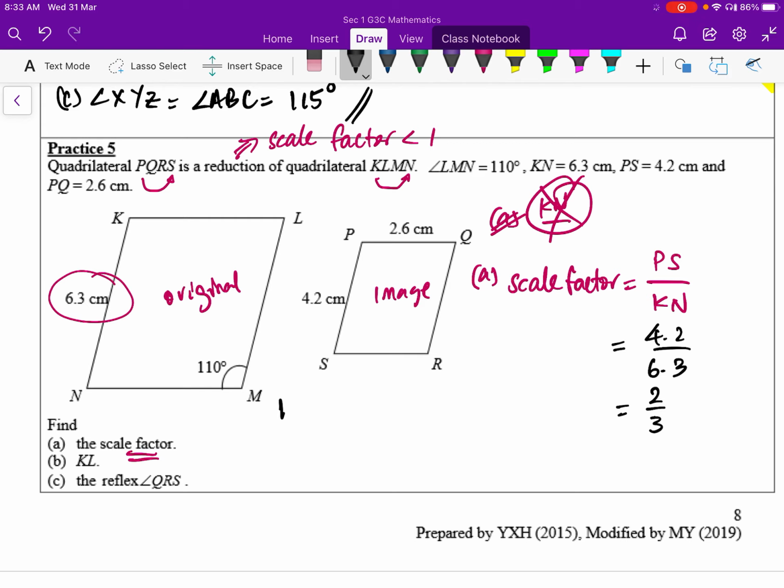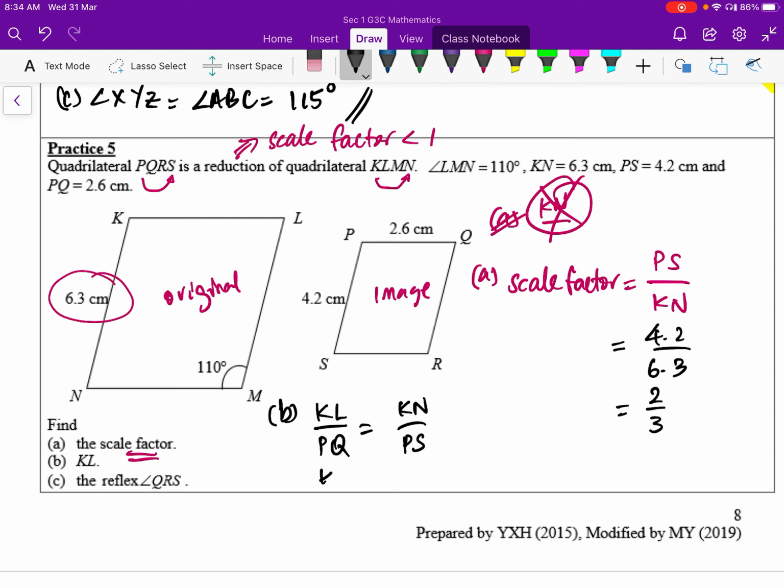Then, in order to find the value of KL, same thing, we're going to use what we have used earlier on. Form the two fractions, put them as equal. So KL divided by PQ equals, then we're going to use whatever we have over here, Kn over, and we already found that this is also corresponding, so Ps.